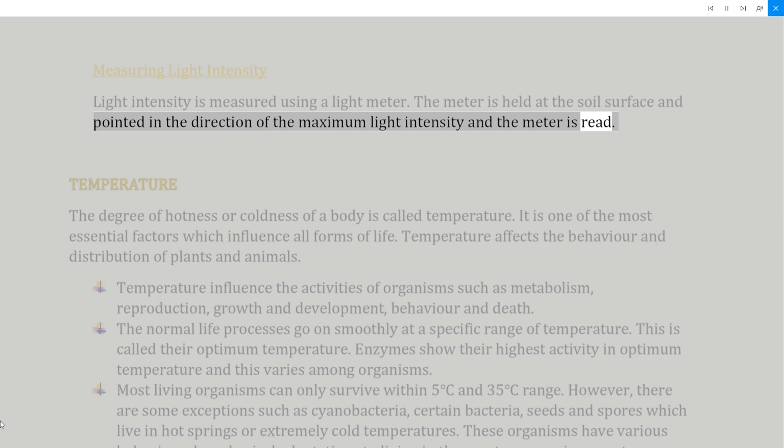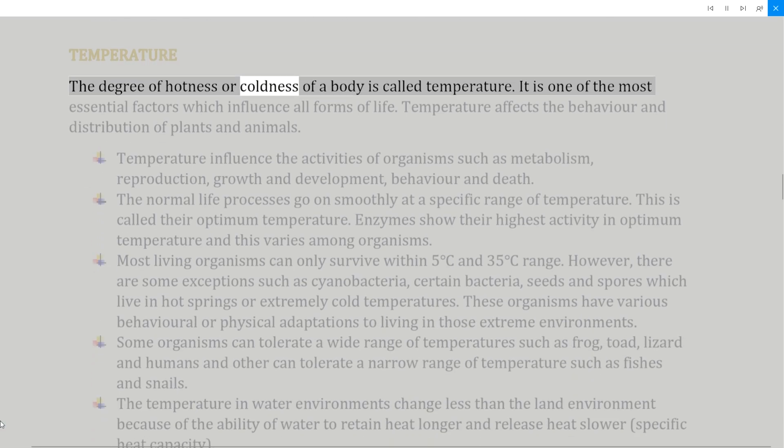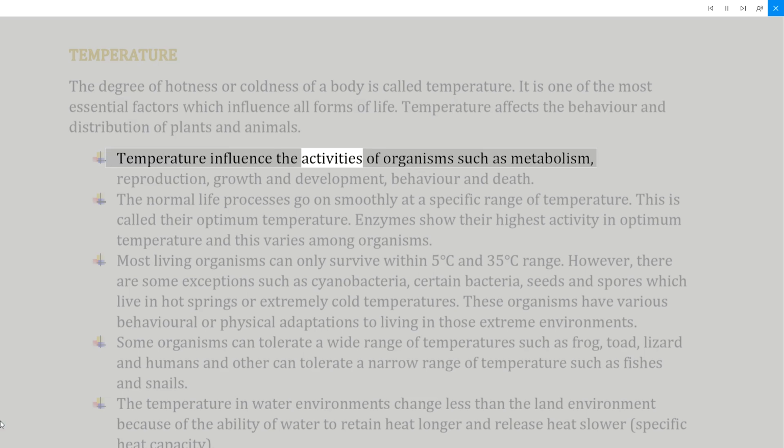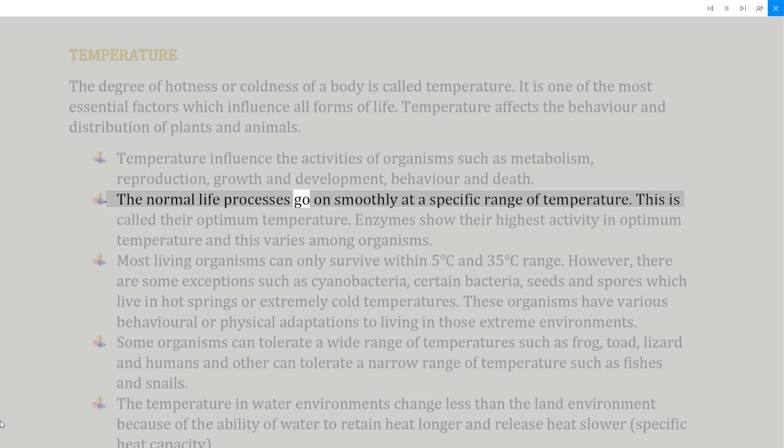The degree of hotness or coldness of a body is called temperature. It is one of the most essential factors which influence all forms of life. Temperature affects the behavior and distribution of plants and animals. Temperature influences the activities of organisms such as metabolism, reproduction, growth and development, behavior and death. The normal life processes go on smoothly at a specific range of temperature.